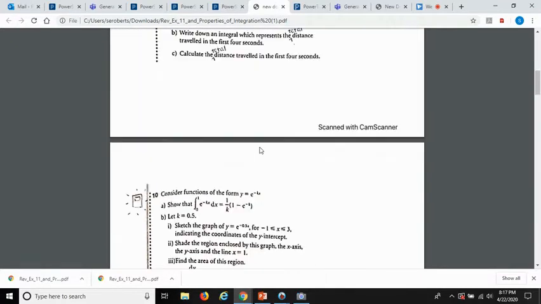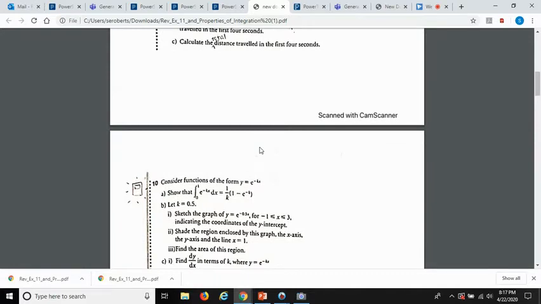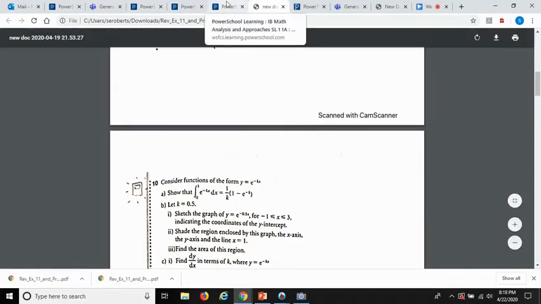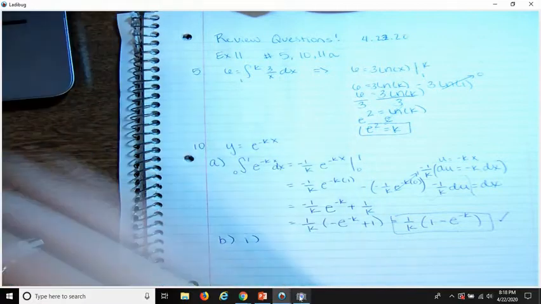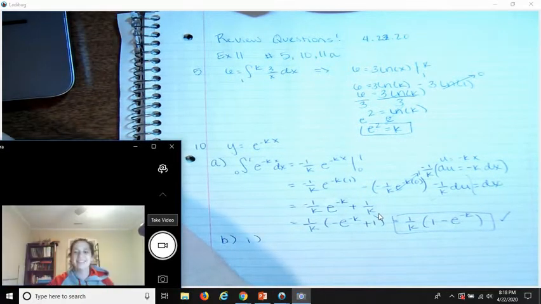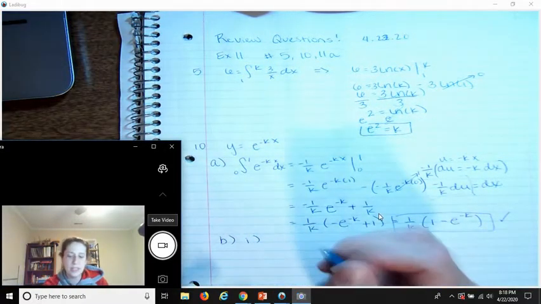I did. I'm sorry. Let k be 0.5, sketch the graph, and then shade the region, and then find the area of the region. So sketch, shade, find the area. Okay, here we go. All right, so we first want to sketch.